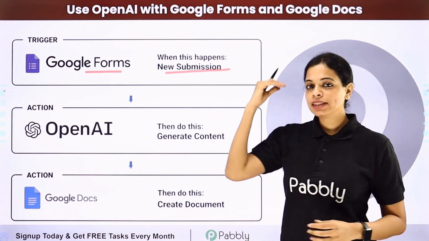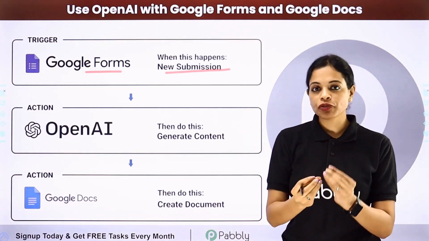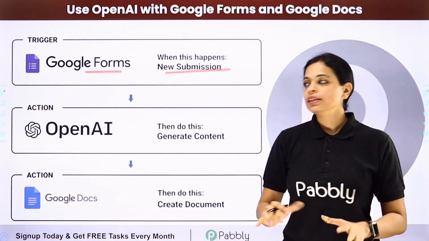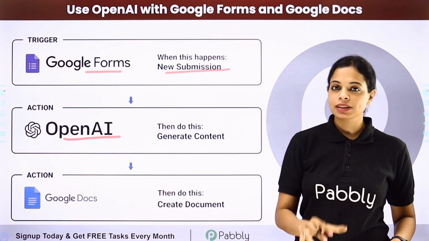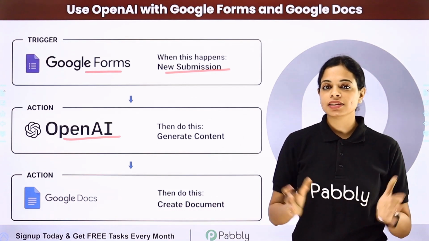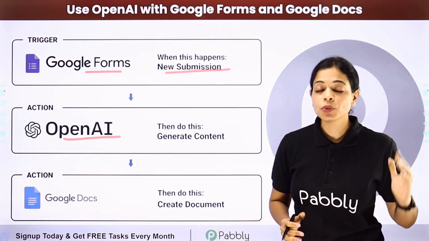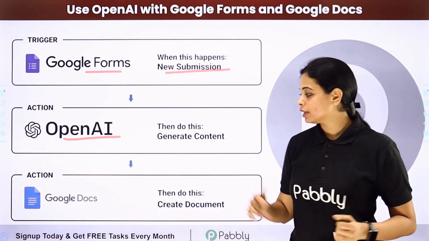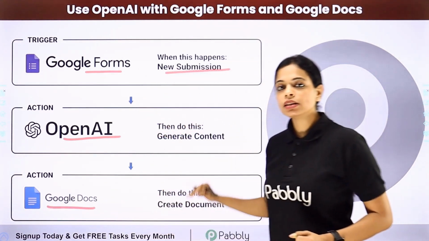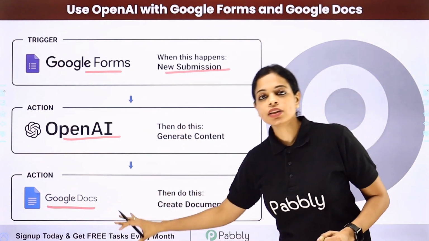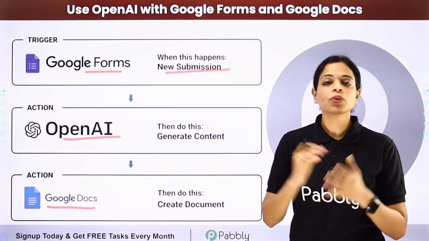Now what you want is the data that you have received through those forms. There is certain data for which you have to generate content, and you are using OpenAI for the same. OpenAI is an artificial intelligence and deployment company that helps you in generating content. And then you want to create a document, append the generated content in that document and just save it. How can that be done?